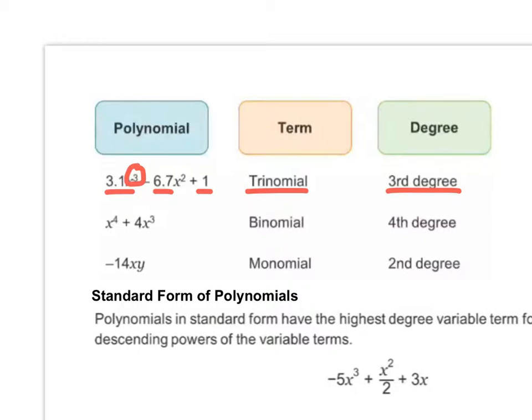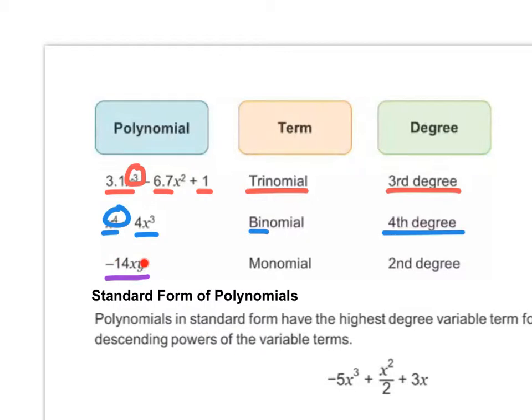The next one that we have has 1, 2 terms. Therefore, it's a binomial. And my largest exponent is 4, so it's a fourth degree polynomial. Now, this last one is where it gets kind of tricky. I only have 1 term here. You're probably going, how do you know that there is just 1 term? I have negative 14, which is a number, multiplied by x, which is being multiplied by y. So I have a number multiplied by 2 variables. I don't have that same thing being separated by any plus or minus signs. I know there's a minus sign here, but there's nothing on the other side of it.